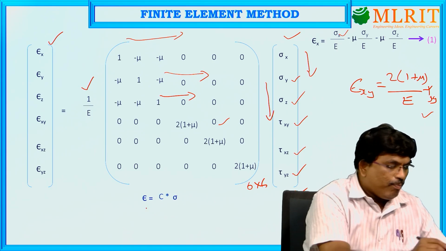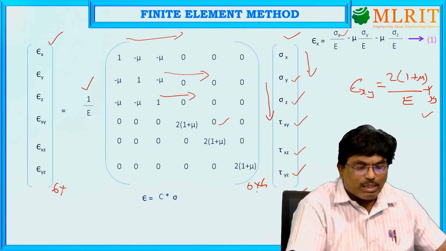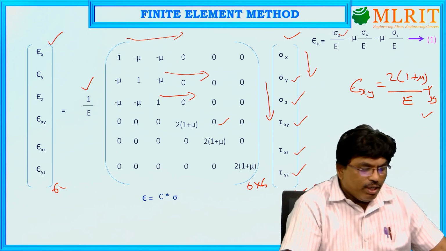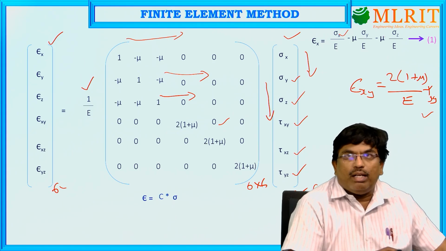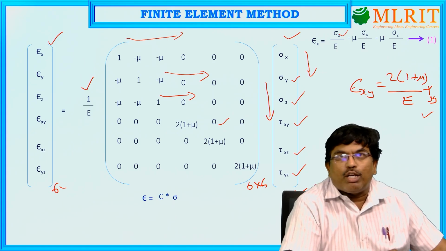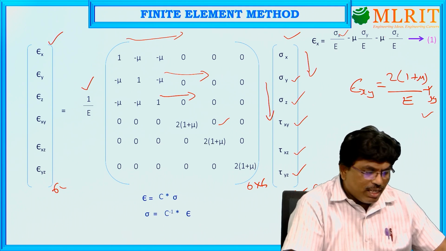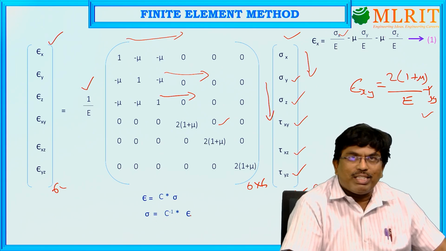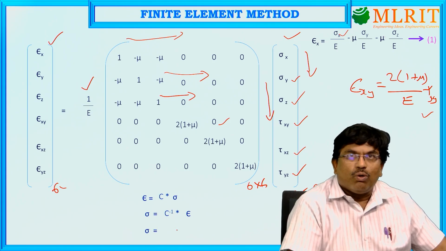Here epsilon is a 6 by 1 matrix, 6 rows and 1 column, C is a 6 by 6 matrix, and sigma is a 6 by 1 matrix. Here I require sigma. From the basic properties of matrices, sigma equals C inverse into epsilon. So stress equals C inverse into epsilon. Here the derivation of C inverse is not required, so we can directly take the C inverse.